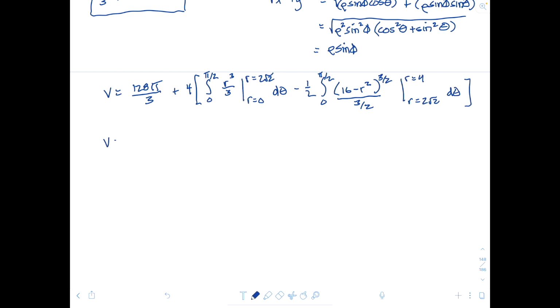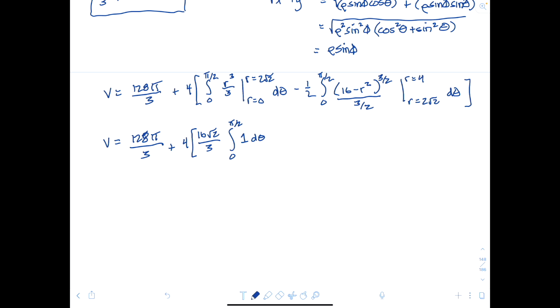So the volume will be 128 pi over 3 plus 4 times, okay, so r cubed over 3, I believe, will be 16 root 2 over 3. And then we'll be integrating from 0 to pi over 2 of just 1 d theta, right?